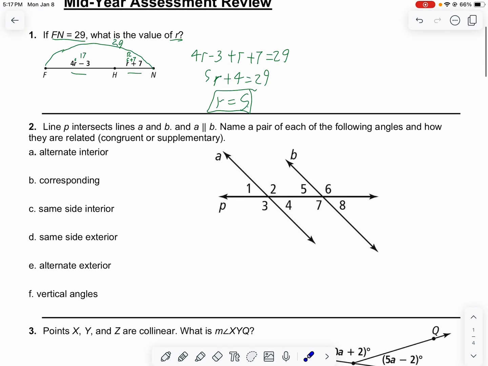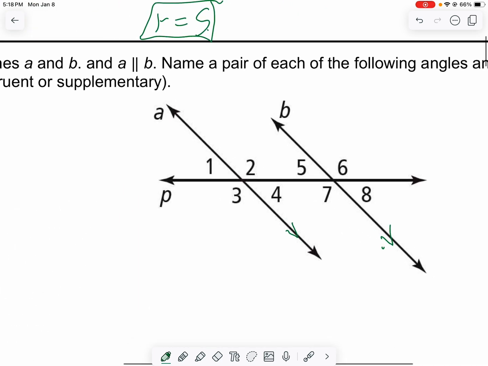All right, second one. We have a set of parallel lines, so we're going to draw the parallel line symbol to show that they are parallel. And because we have parallel lines, we have a whole bunch of angle relationships. So let's go through some of those angle relationships now.